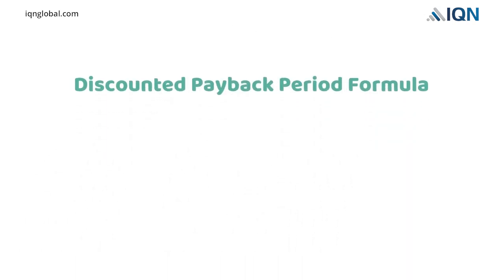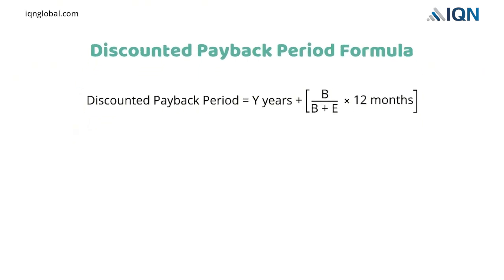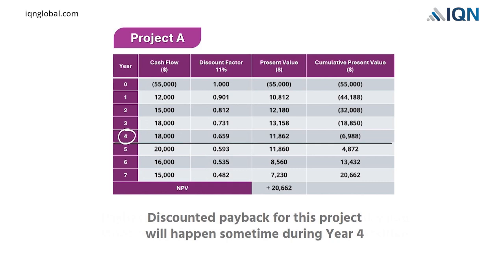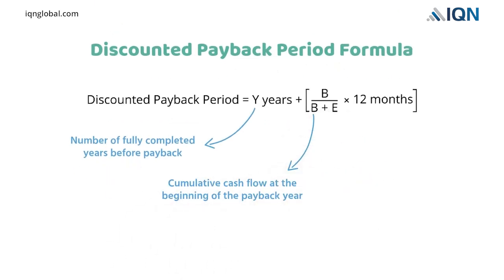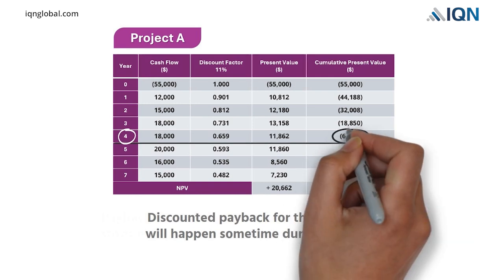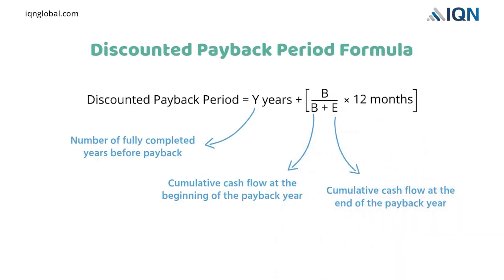Discounted payback period equals Y years plus B divided by sum of B and E, then multiplied by 12 months, where Y is the number of fully completed years before payback. For our example, Y is 4 because this is the year immediately before payback. B is the cumulative cash flow at the beginning of the payback year, ignoring the negative value. In our example, beginning of the payback year is year 4. The cumulative cash flow at year 4 is $6,988.